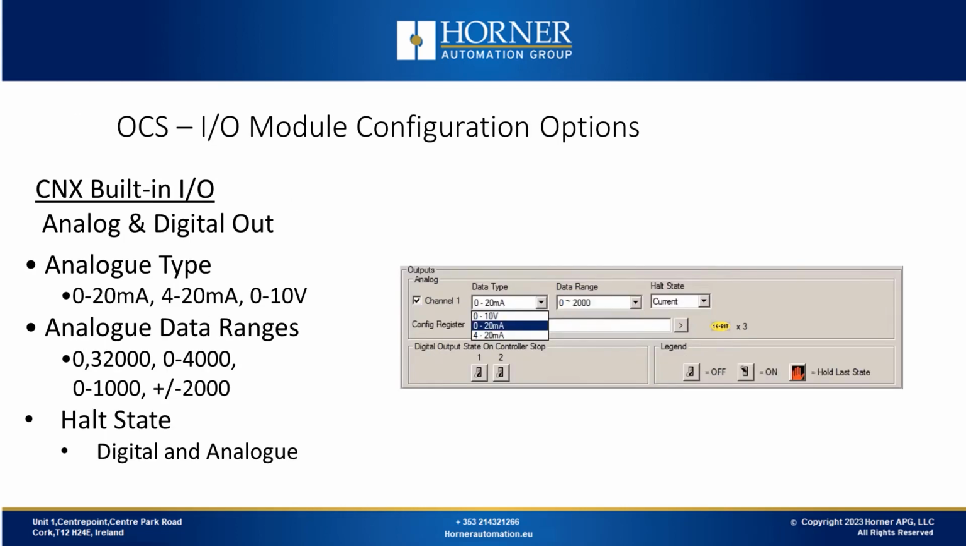Now we'll look at the output channels. There's 1 channel of analog output and 2 solid state outputs. For the analog output, we can choose the signal type and the data range, as well as what we want the output to do when the controller goes into stop mode. Digitally, it's like any other digital output with OCS-I/O. The only thing to really configure is if you want to do something different, from a hold last state standpoint, when the controller goes into stop mode. Usually you just leave it at default.